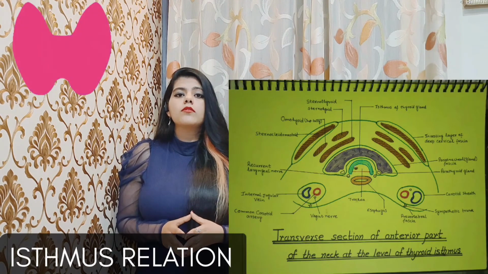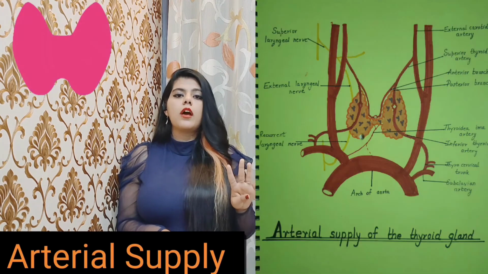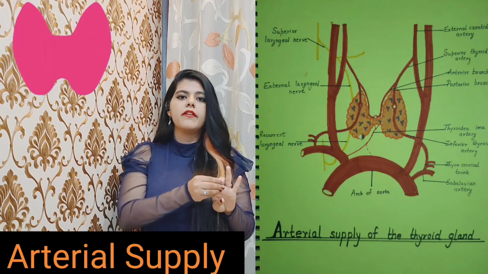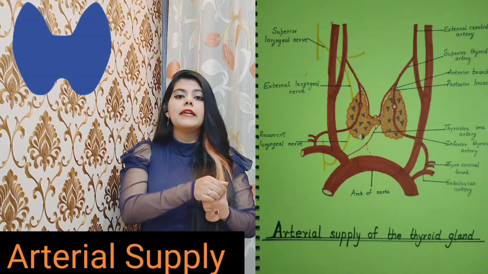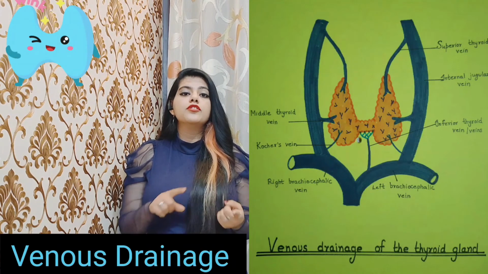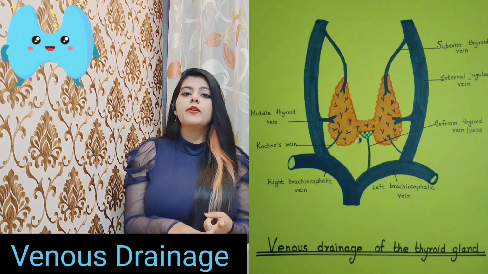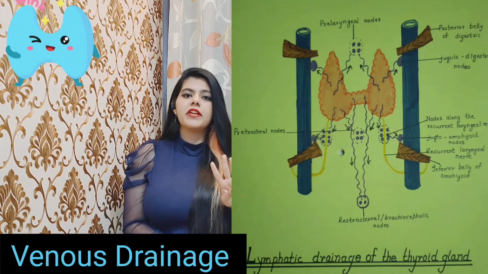Now if we talk about the arterial supply of the thyroid gland, then four arteries are involved, that is the superior thyroid artery, inferior thyroid artery, accessory thyroid arteries and thyroidea ima. The venous drainage of the thyroid gland includes the superior, middle and inferior thyroid veins and the thyroid vein of Kocher. That means there are four veins in the venous drainage.